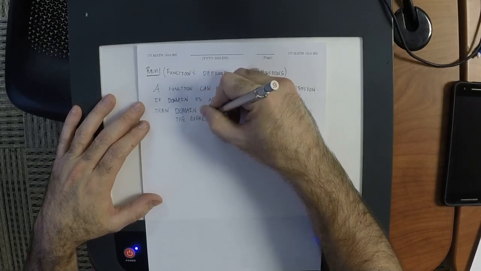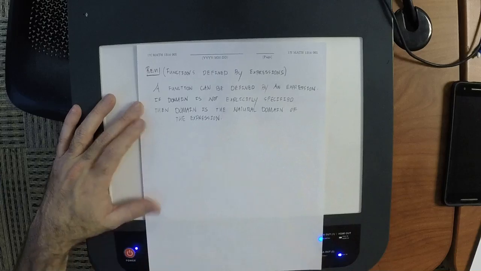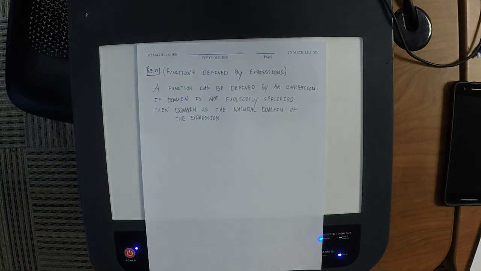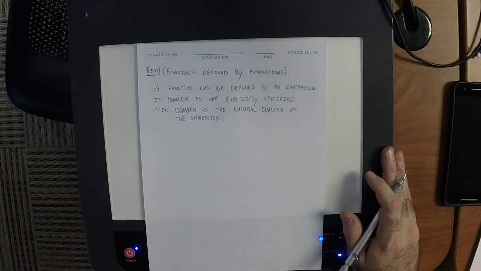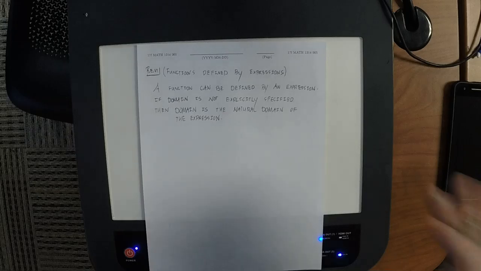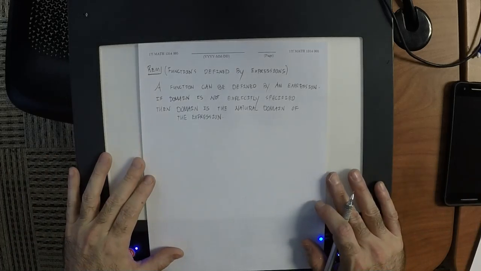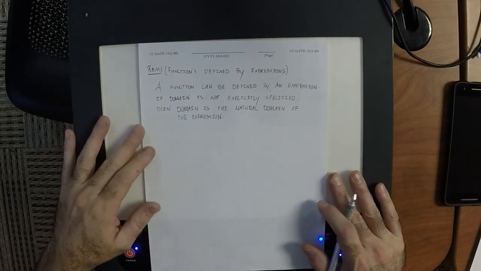Okay, so this is kind of standard math language. Very formal and stilted and everything. Kind of makes you feel like you might need a lawyer. Okay, so let's try and make this clear with some examples.